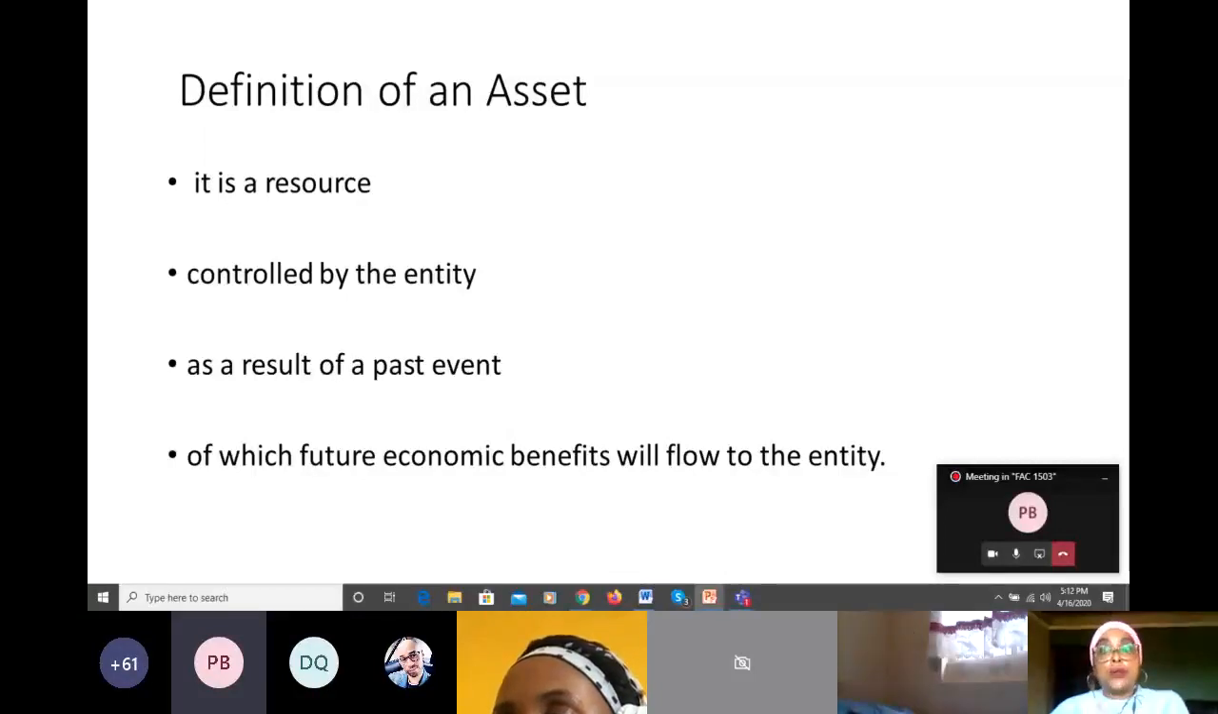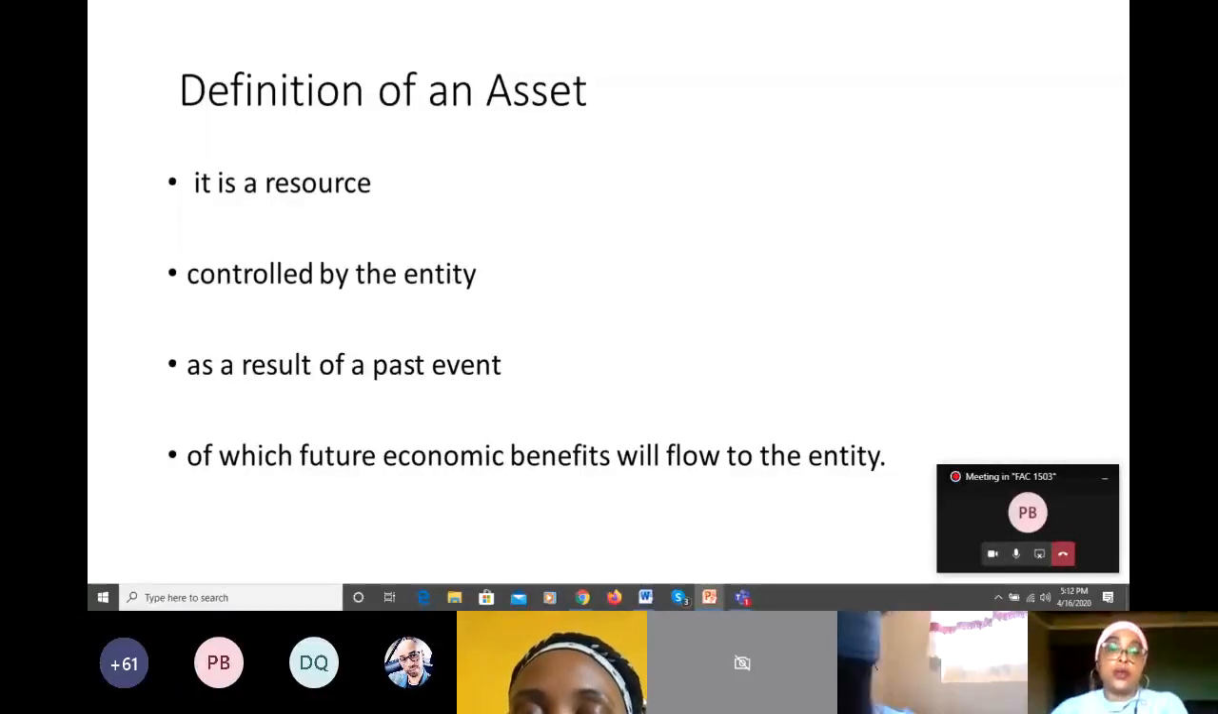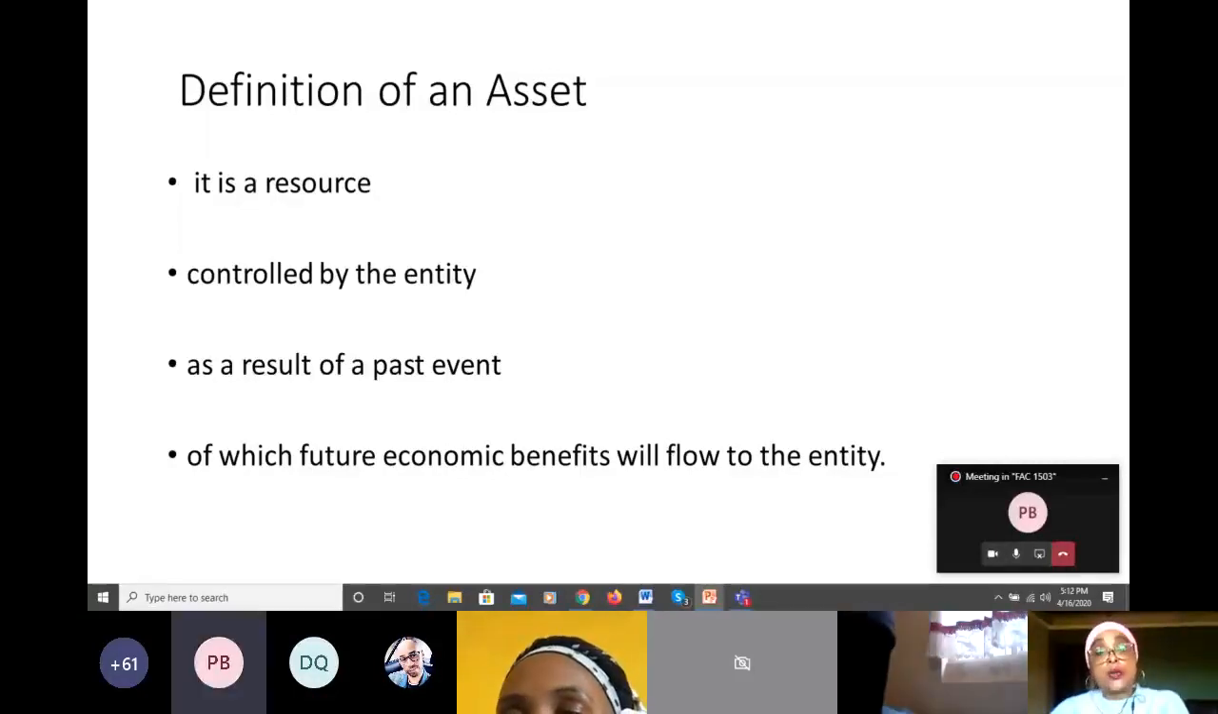If for example, you purchase a vehicle and it's standing in your garage or in the driveway, it's a resource controlled by the entity. But if you just bought it to look at it because you have a fetish with blue trucks, then it won't meet the definition criteria of an asset. Okay? Because it won't bring future economic benefits, won't bring money into the business.